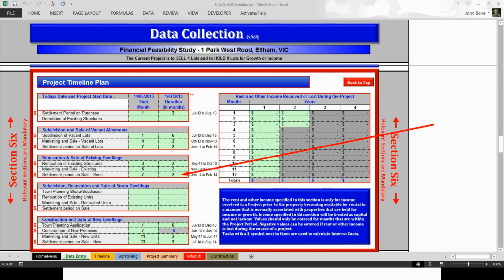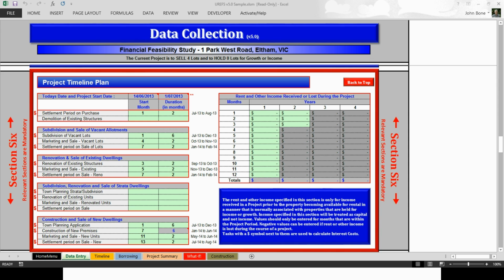The next group of 4 tasks relates to the function of strata titling a single property into multiple titles for sale. In our sample project, this particular strategy is not being used and therefore all of the start months and durations are left blank, but if we were using this strategy and we were doing a strata titling of an apartment block, then we would need to complete start months and durations for each of these 4 tasks.